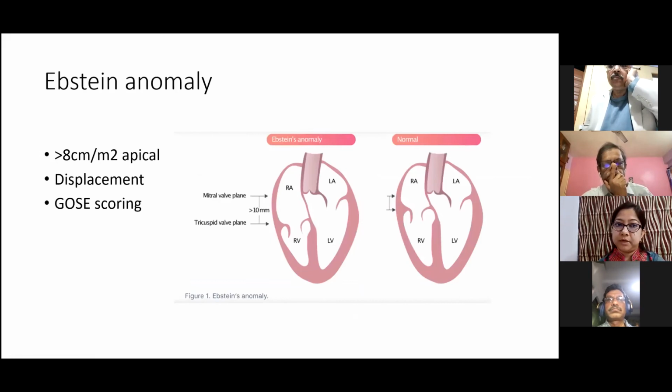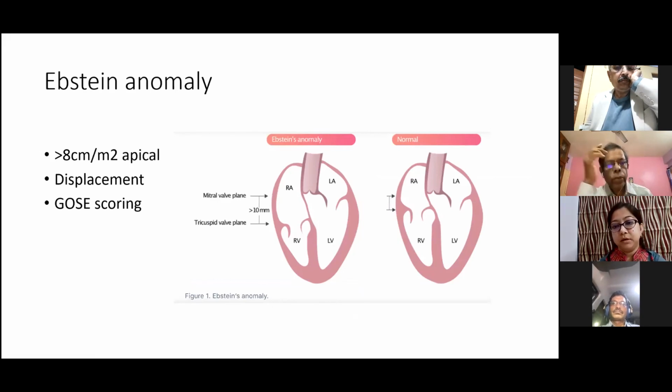Some more tricuspid pathologies, like the Epstein anomaly, which is one of the most common congenital anomalies which we get. It is due to the apical displacement of the septal leaflet, in which more than 10 millimeter or more than 8 centimeter per millimeter square displacement of the septal leaflet is recorded as Epstein anomaly, and the more the displacement, the lesser is the functional RV volume, and the more severe is the Epstein anomaly.